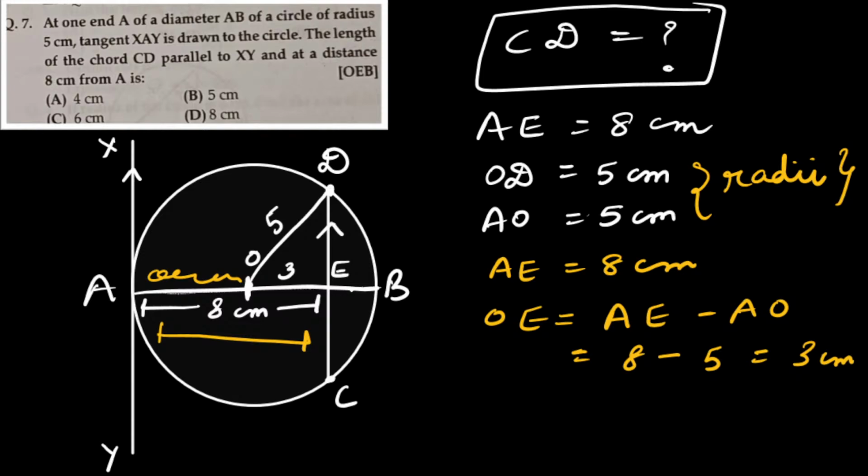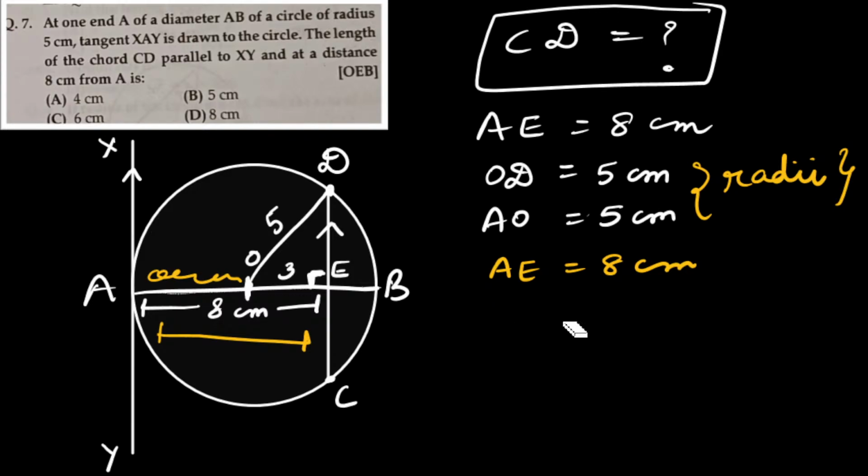Now because the diameter is a straight line, this will be perpendicular. Diameter can't be a slanting line, it is a straight line passing through the center. So this is 3, and this is perpendicular. Now here we got one triangle. The type of triangle is a right angle triangle. I'll just draw the triangle here. The triangle is O, E, D, with the perpendicular OE.